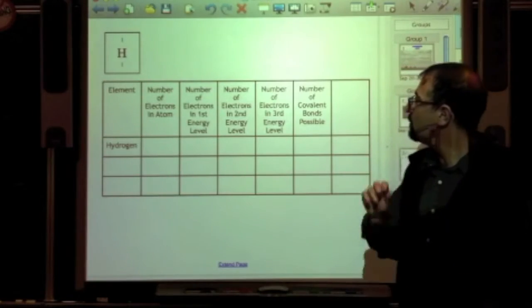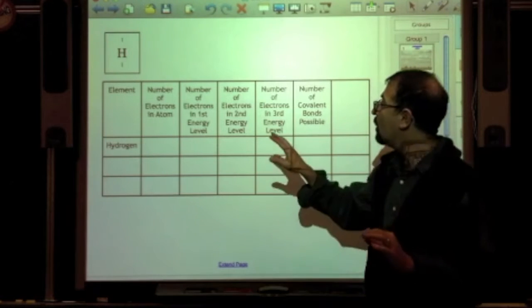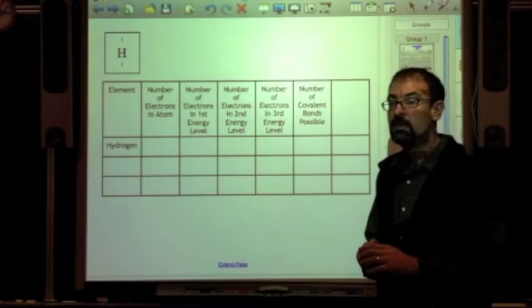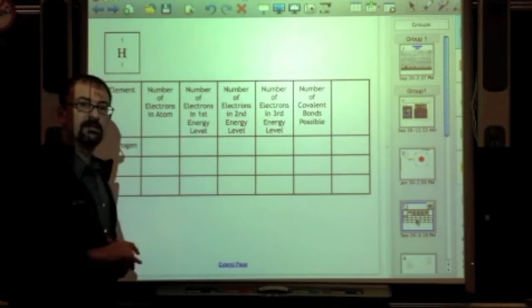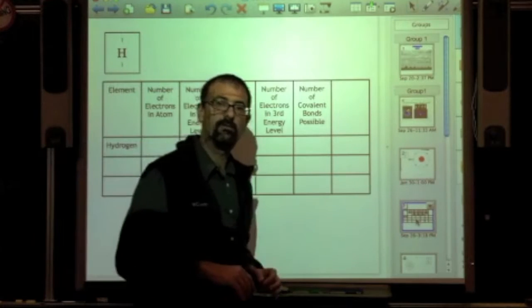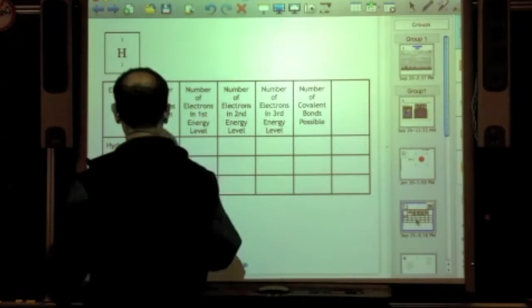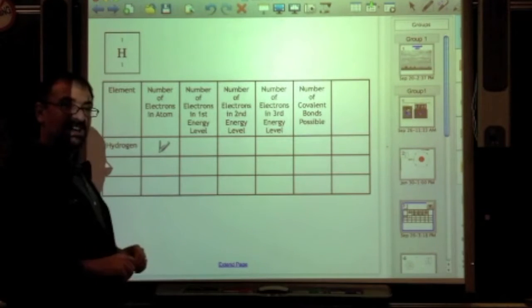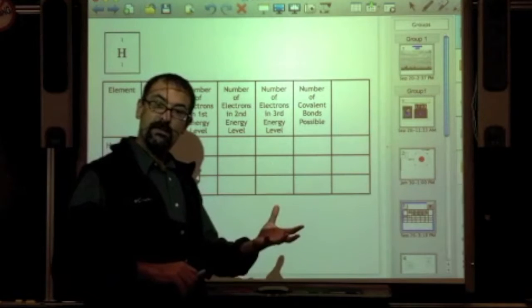And you'll notice that the very first question it asks is, what is the number of electrons in the atom? And so what we're going to do is look at our atomic number. Remember that the atomic number, which tells us the number of protons, is equal to the number of electrons. And therefore we can easily say, hey, there is 1 electron in this atom.